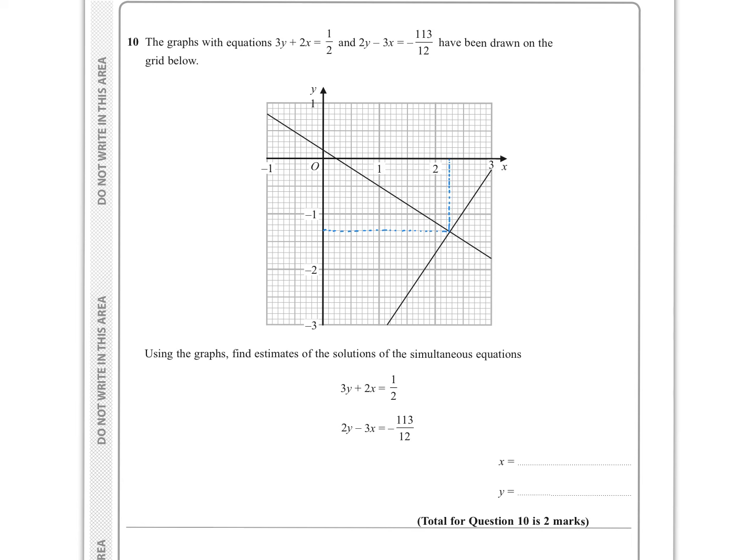So this goes up in 0.1, so 2.1, 2.2, between 2.2 and 2.3. So I'll go with 2.25. Seems to be halfway between them. And the y value, it's negative, don't forget. So negative 1.1, 1.2, about negative 1.3. And that's all we have to do for that question.